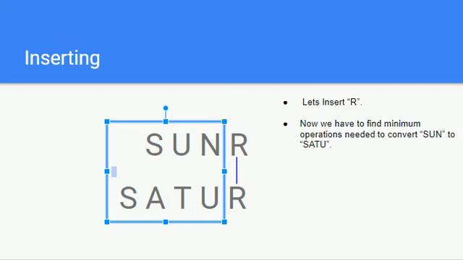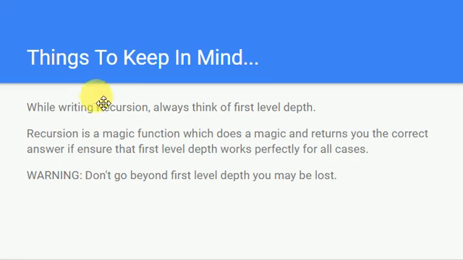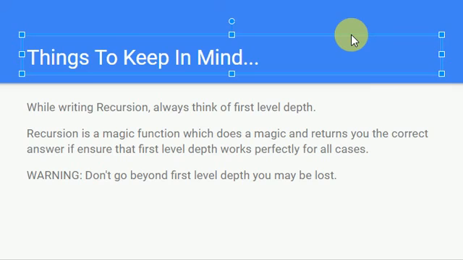Okay, so let's write a recursive function with base cases, and these are the things you have to keep in mind while writing a recursive function. While writing a recursive function, you should always think of the first level depth. Don't try to think about the 11th or 12th depth level and screw up your recursive function. Recursion is a magic function which does the magic and returns the correct answer if you ensure that the first level depth works perfectly for all the cases. So this is a warning: don't go beyond the first level depth.